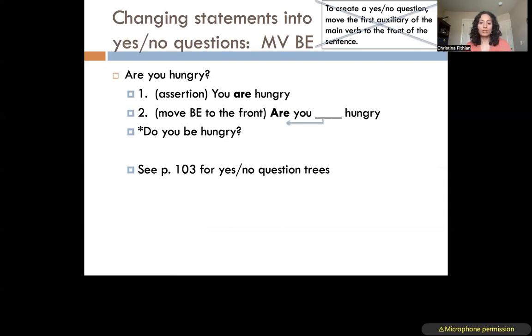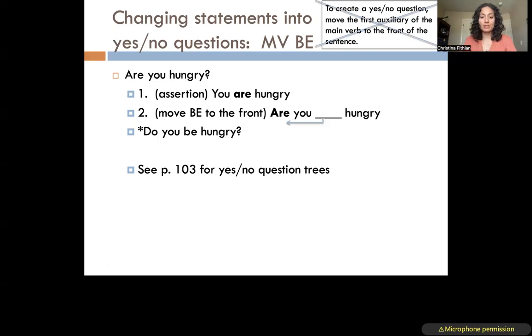Okay, so now let's look at yes/no questions with main verb be. And once again, main verb be does not play by the rules. So let's say you have the assertion, "You are hungry." Now, if we go by the previous rules that we looked at, you might notice, oh, hey, we have "are" and no other verb. So if I've got no other auxiliary verb, I've got to create one. And I would create "You do be hungry." And then I can move do to the front of the sentence, and I would end up with, "Do you be hungry?" But that's not grammatically acceptable.